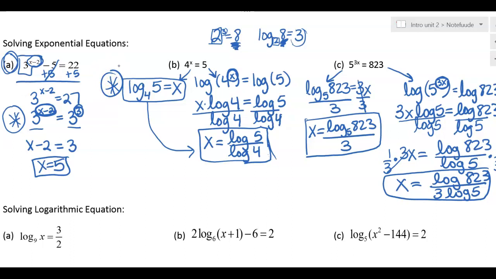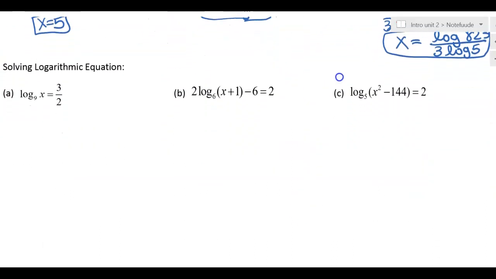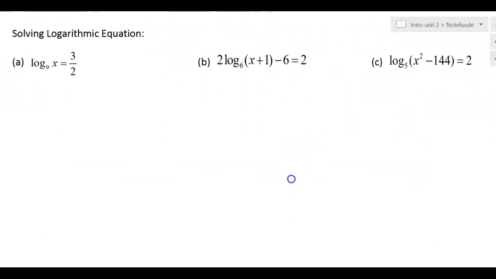All right. So now we're going to look at solving log equations. What if your equation already starts with a logarithm in it? How do you get x out of the logarithm and finish solving it that way? Okay, so we're going to look at these three.